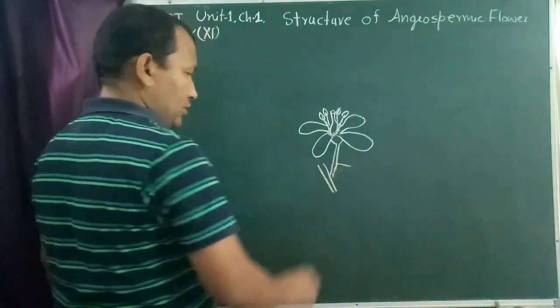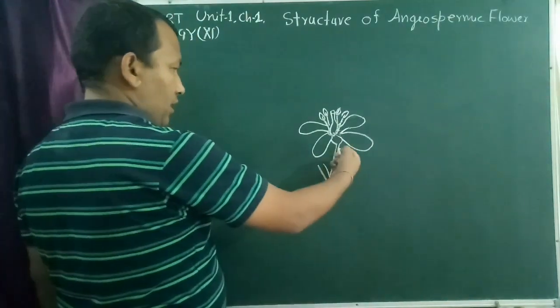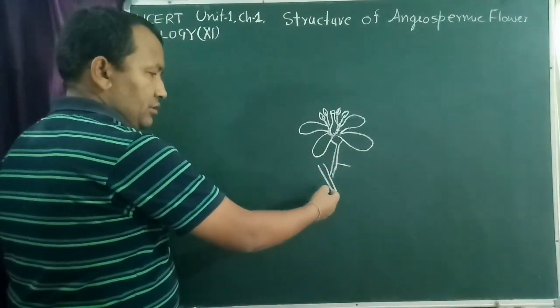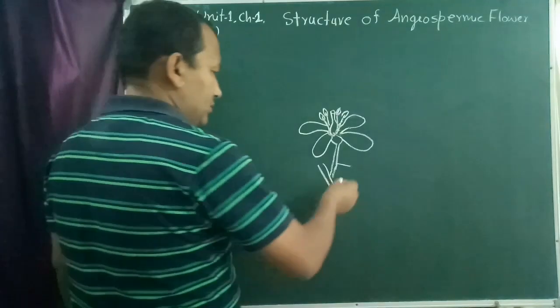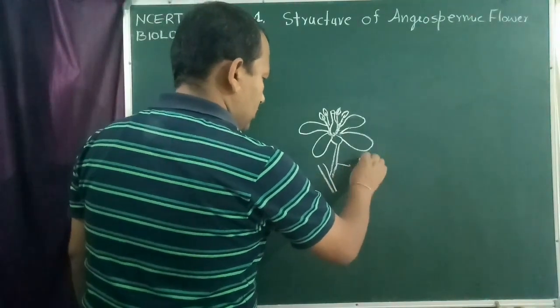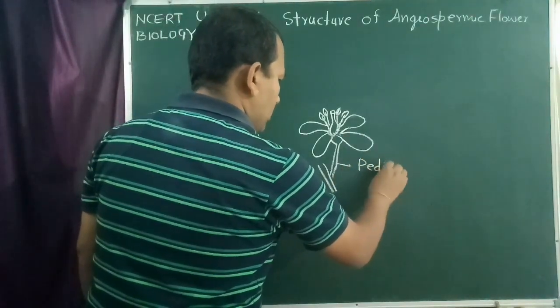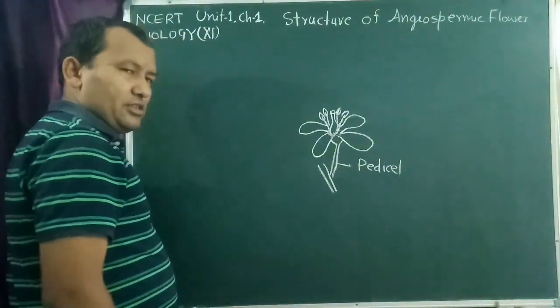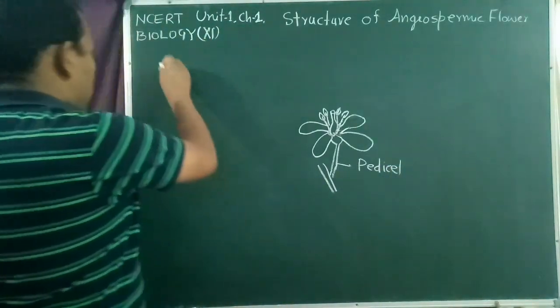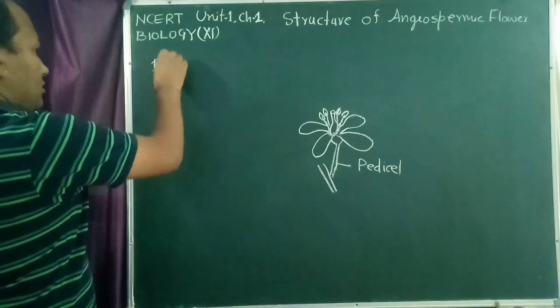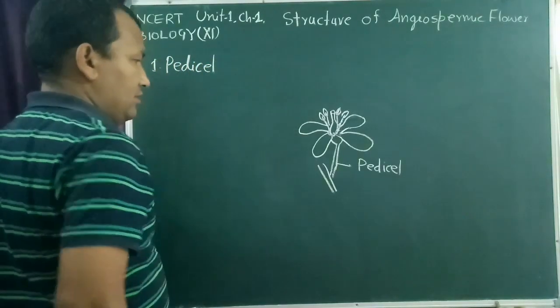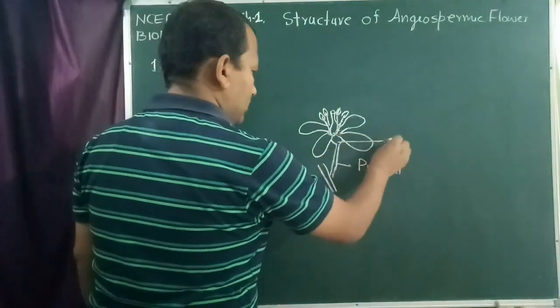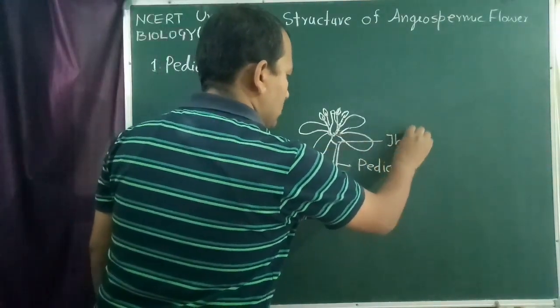This part which attaches the flower to the main axis or a branch of a plant is known as pedicel. This is the first part. Number one is pedicel. Then it is followed by this, the thalamus.